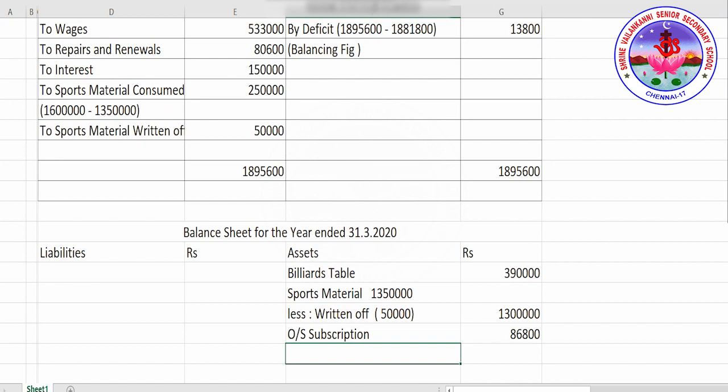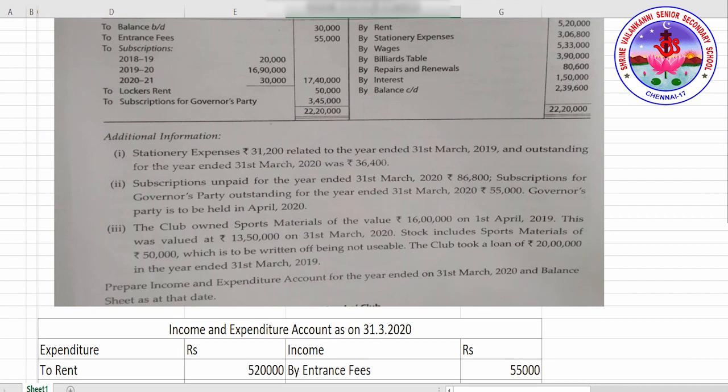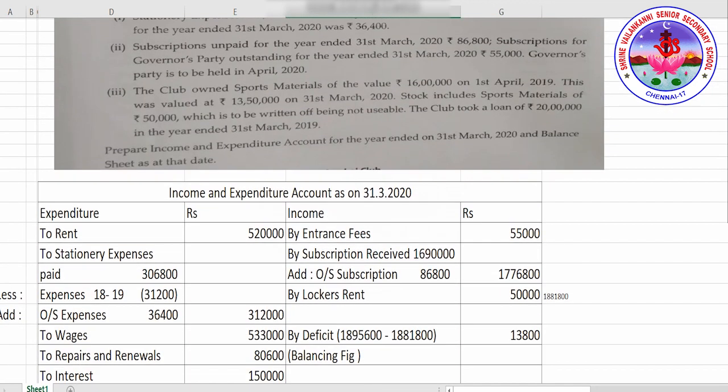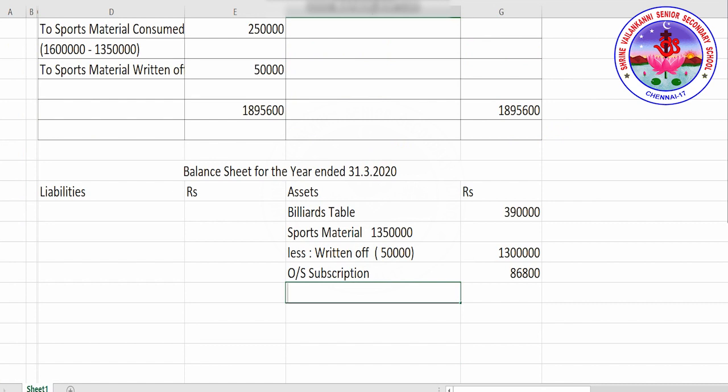Then governor's party subscription outstanding. We have governor's party here, right? Governor's party is outstanding for the year ended 31st March 2020, 55,000. So I'm going to write it here: governor's party subscription outstanding. I'm just going to use short forms because there's lack of space, which is 55,000. You're going to write it fully: governor's party subscription outstanding. Fully you have to write.